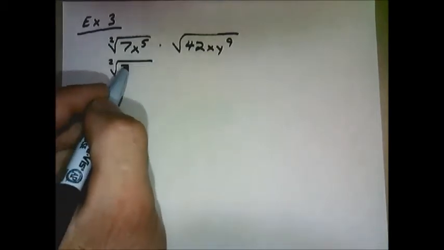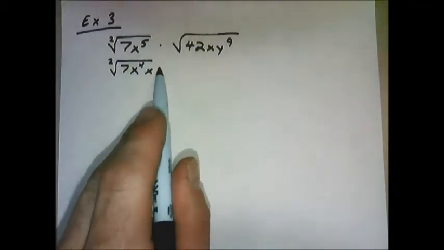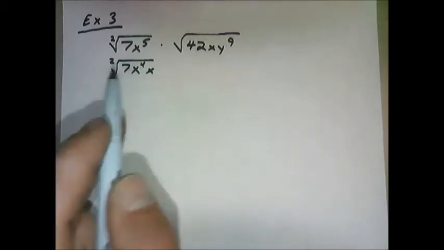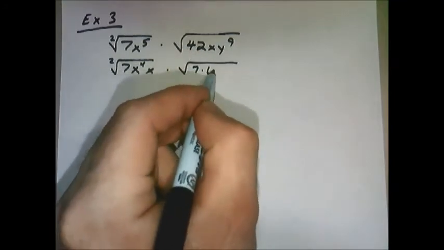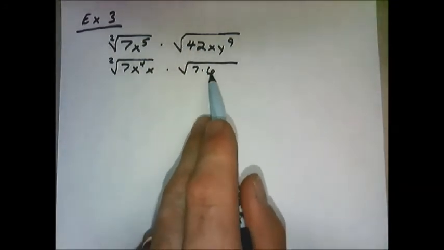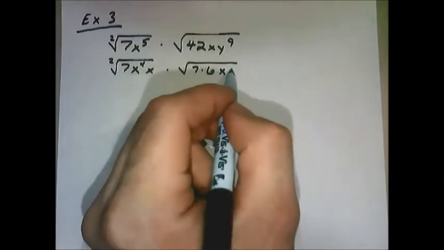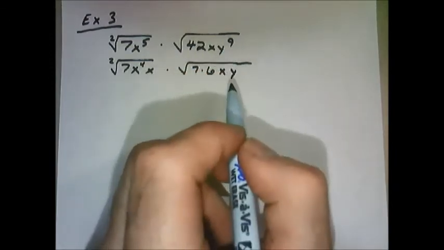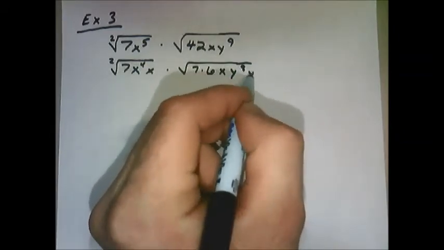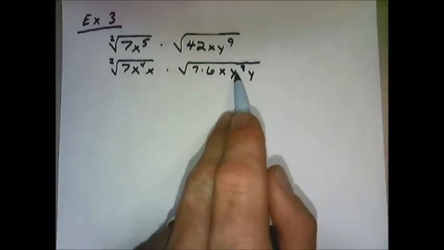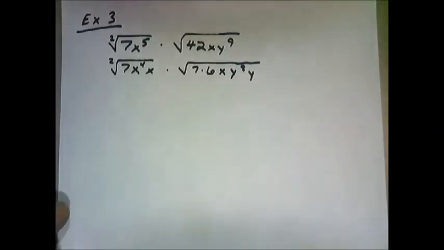So what we're going to do is take that x to the 5th and break it up into x to the 4th times x. Notice we still have x to the 5th if we were to multiply this together. Here, I'm going to break my 42 up into 7 times 6. Now I know neither one of these are perfect squares, but it's going to be useful later on. Here I'm going to multiply my x and my y to the 9th. Y to the 9th, again, is not divisible by that 2, but we can break it down to 8 and 1. So we still have a total of 9 under there. 8 plus 1 gives us a 9. But 8 is divisible by the 2.